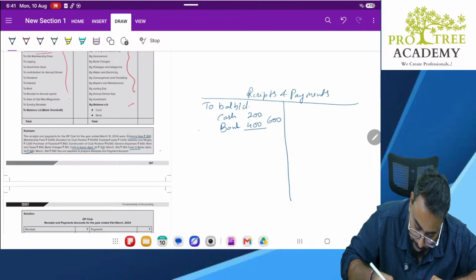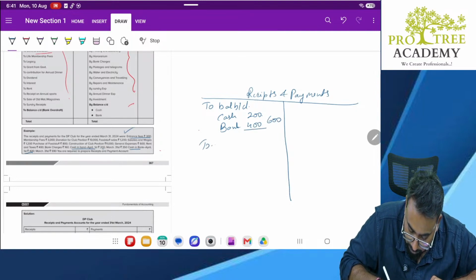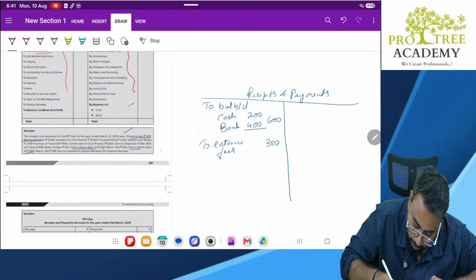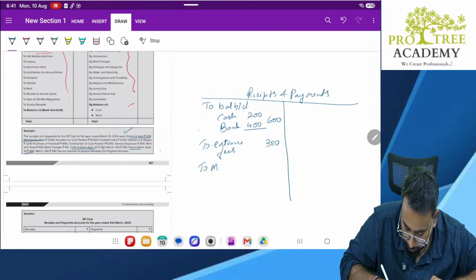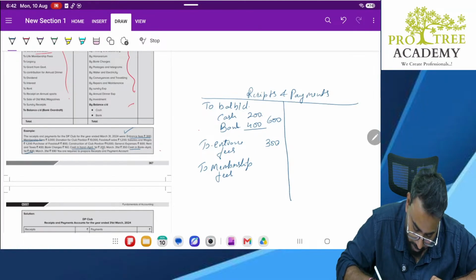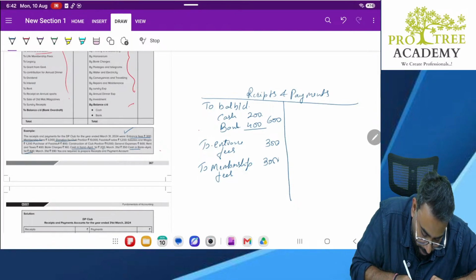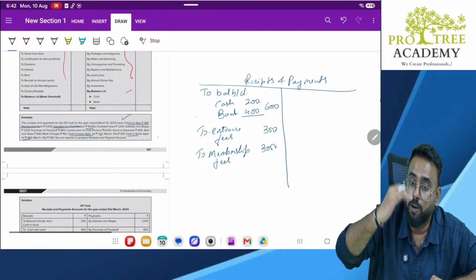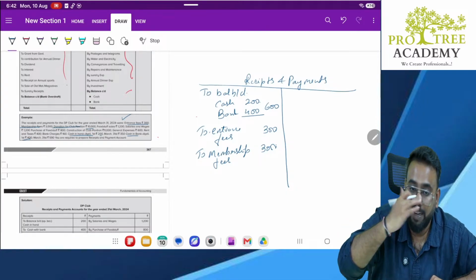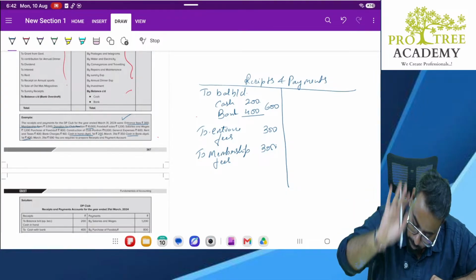Next we'll start here. To entrance fee, 300. Next is to membership fees, 3000. Donation for club pavilion 10,000. See here, we don't have to segregate between capital receipts or revenue receipts. All the receipts have to be recorded.